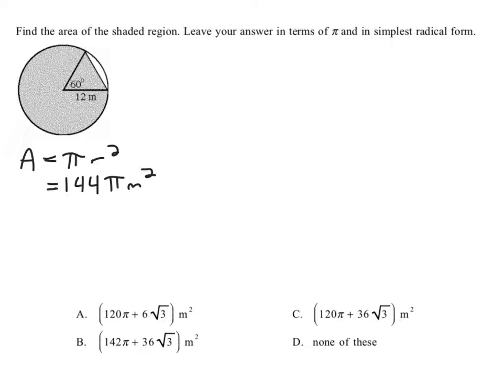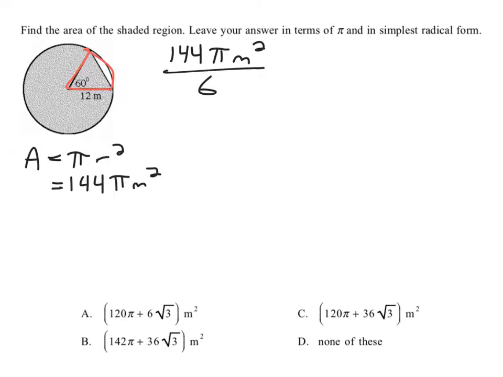So we say, okay, that 144 pi meters squared divided by 6 will be the area of this sector right here. And we're going to take that and subtract away from it the area of that triangle. Well, we have a triangle with a 60-degree angle and 12-meter sides. So I'm going to draw that triangle here.